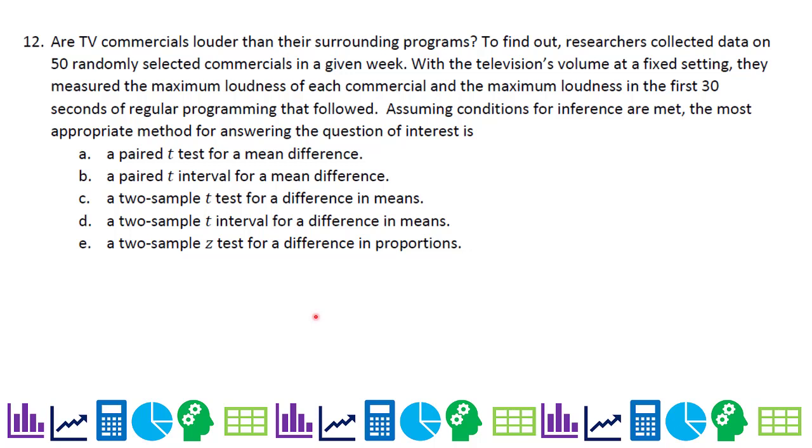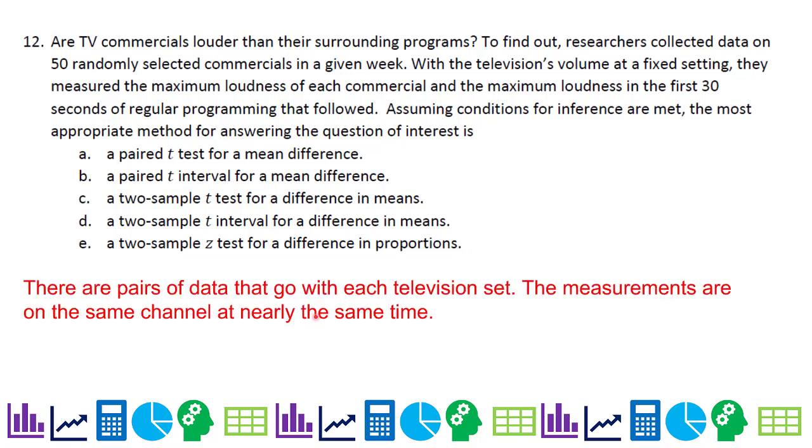Assuming conditions for inference are met, the most appropriate method for answering the question of interest is, well, there's a natural pairing of data. Each television set has 2 measurements, the volume during the commercial and the volume right after the commercial, during the regular programming. So they're on the same channel at nearly the same time. So we're going to do a paired t-test for a mean difference.